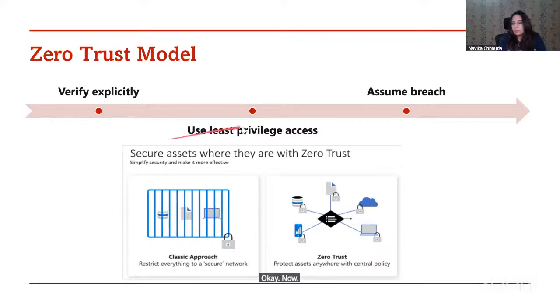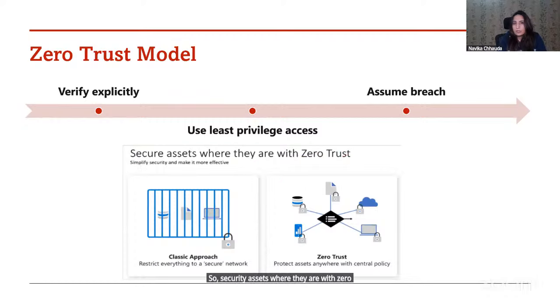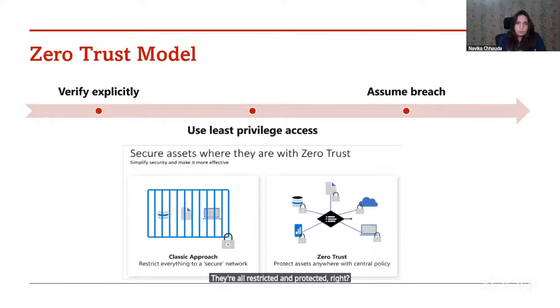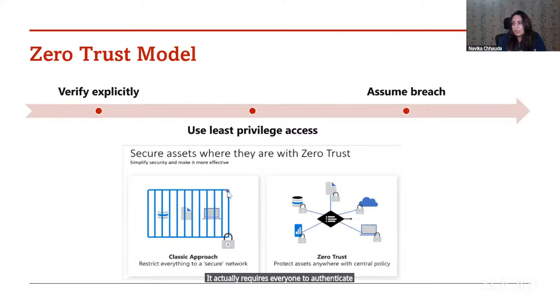Now, if we have to adjust to the zero trust model, if you see this diagram, this is a small screenshot that I've put over here. Secure your assets where they are with zero trust. Traditionally, corporate networks are restricted and protected, and we always assume them safe. But the zero trust model flips the scenario. Instead of assuming that a device is safe because it's within a certain network, it requires everyone to authenticate. So this is the ideal scenario which in general happens, but in zero trust, we assume that even if it is within a certain network, have everything do the authentication. That's the zero trust model. Here is where assume breach and verify explicitly come into the picture. I hope this concept is clear as well.